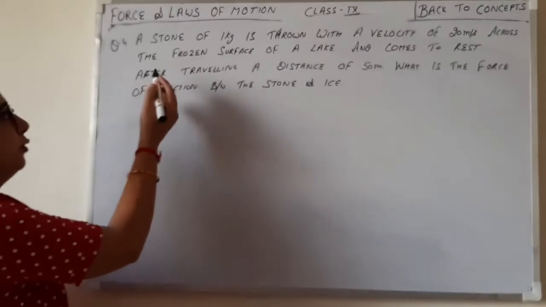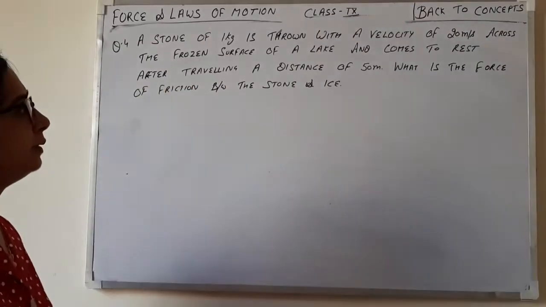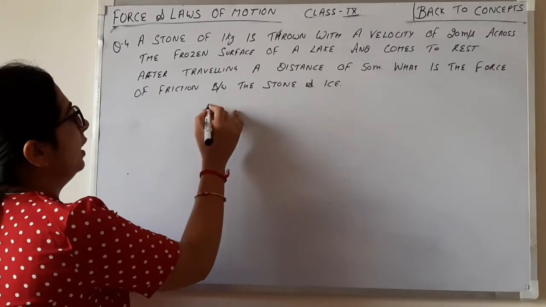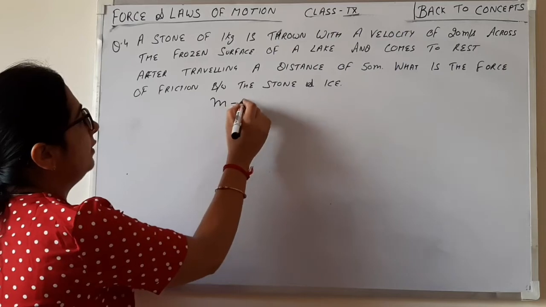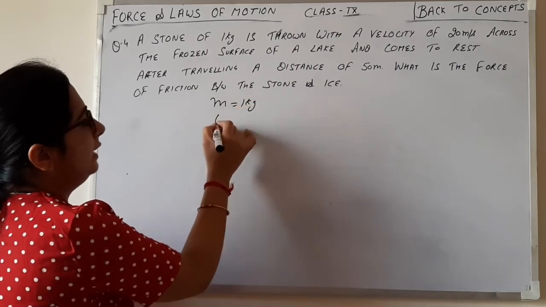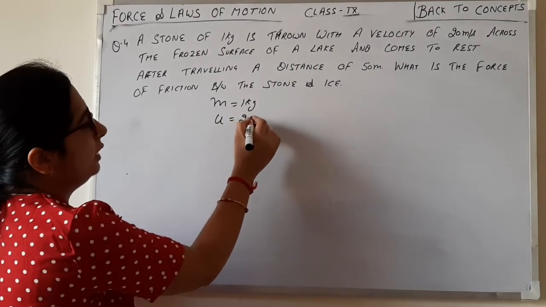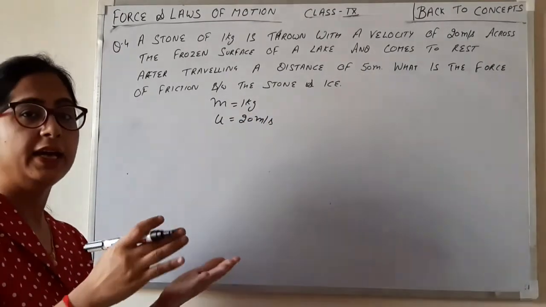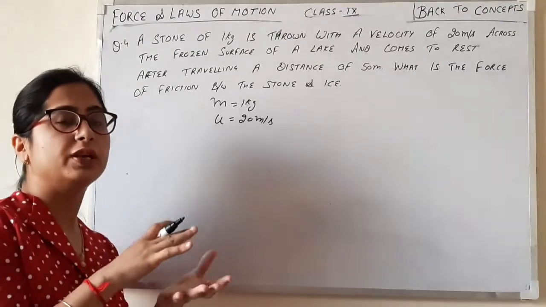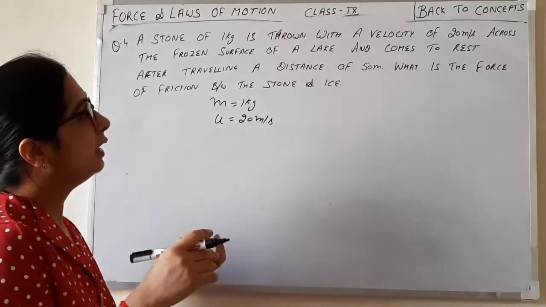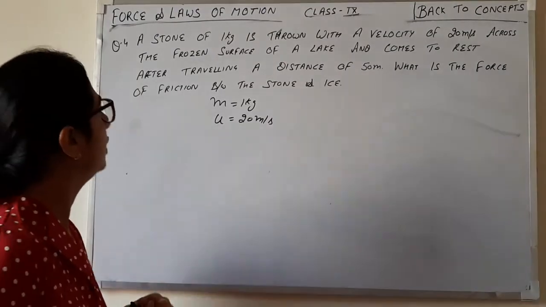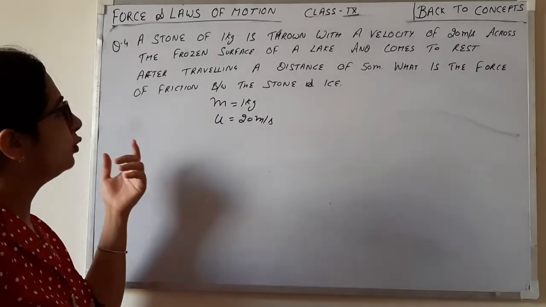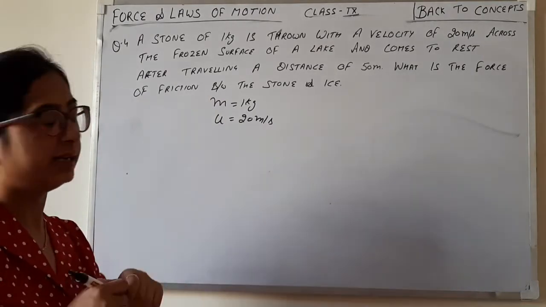So numerical number 4 is: a stone of 1 kilogram is thrown with a velocity of 20 meter per second. So mass of the stone is given here, 1 kilogram, and initial velocity of stone is given, 20 meter per second, across the frozen surface of a lake. A lake which is totally frozen, okay, and comes to rest after traveling a distance of 50 meter. What is the force of friction between the stone and the ice?